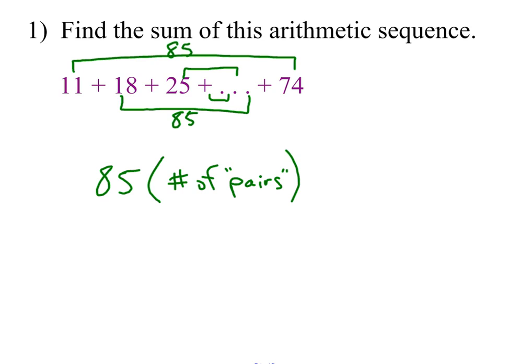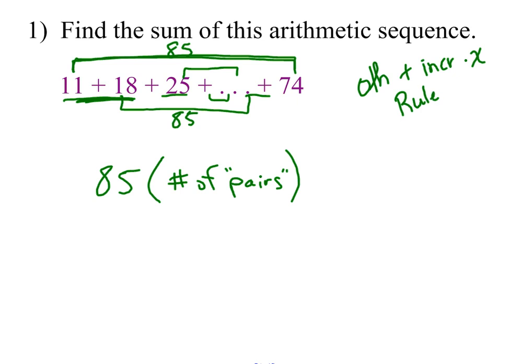Another way of thinking of it, okay? Well, how many pairs do we have? Well, it's half as many. If you think of the first two, if you want to think of it in pairs like this, or like this, there's half as many pairs as there are numbers. So using our same process from before, we would do the 0th term plus the increment times n for our rule. That will help us find the number of numbers.